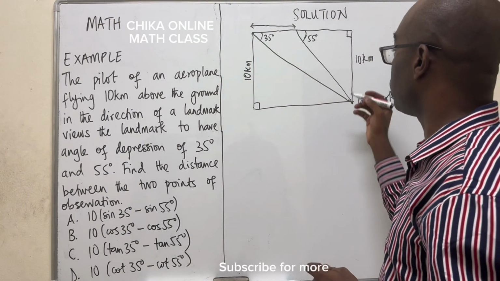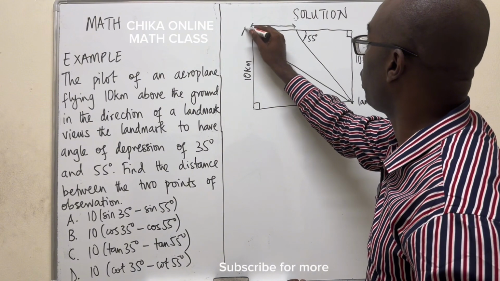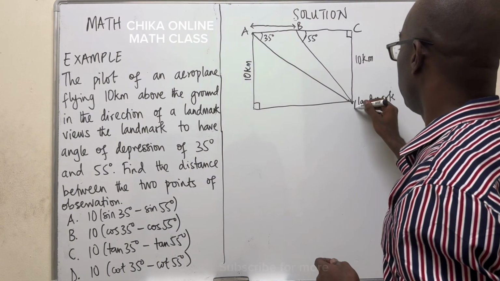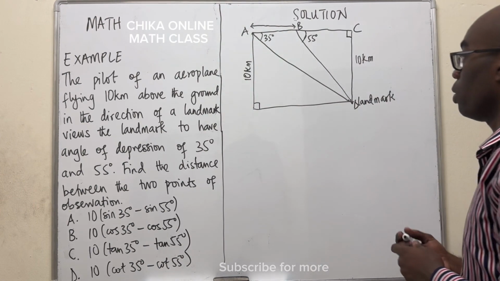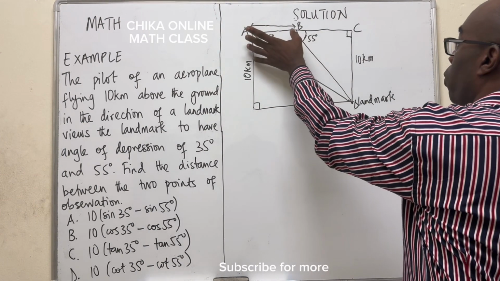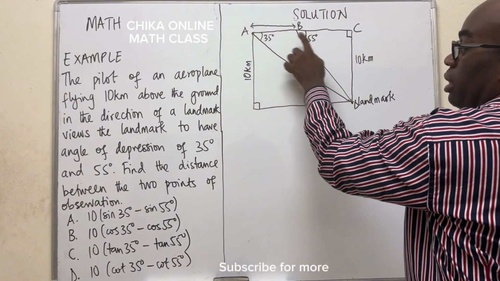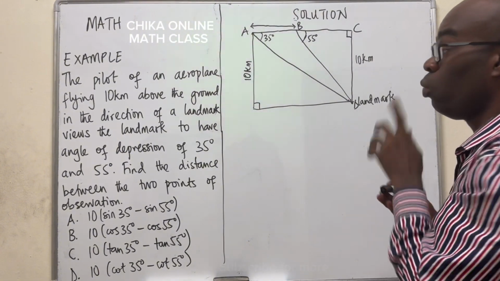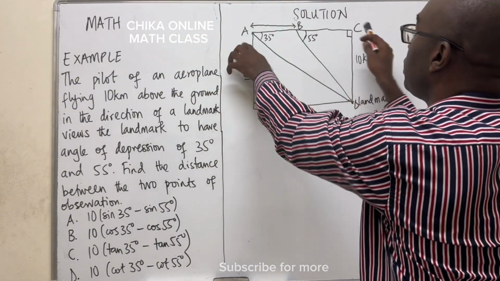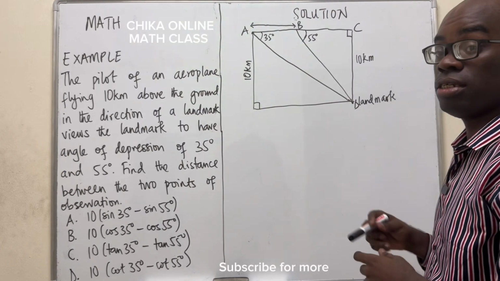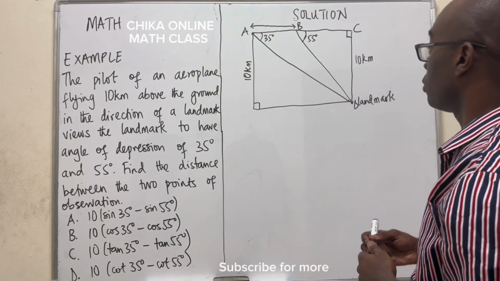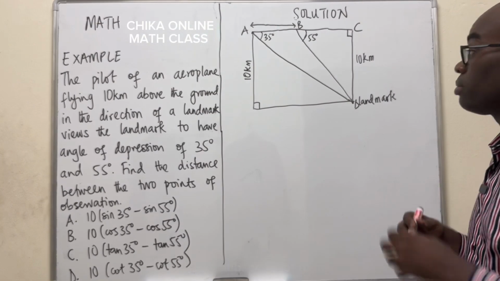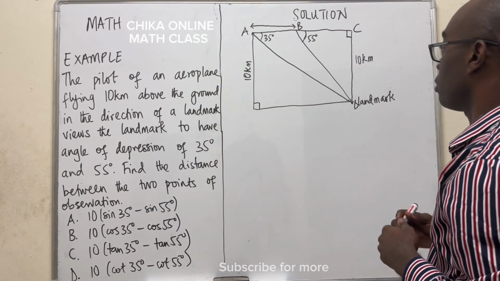So we can label this place A, this place B, C, D, points A, B, C, D. Now to get the measurement of this AB, which is the distance between the 2 points of observation, we can get it by getting AC minus BC. So we get AC, then minus BC from it. Now how do we get AC?